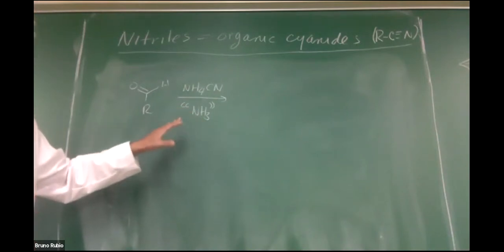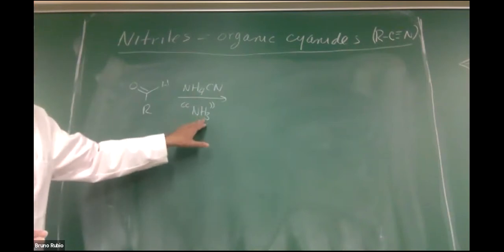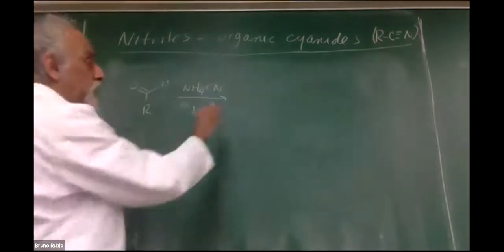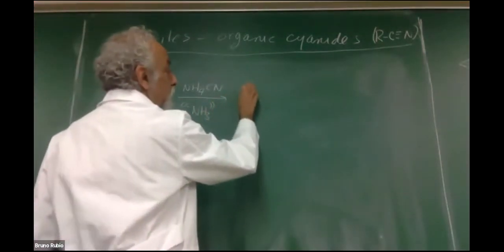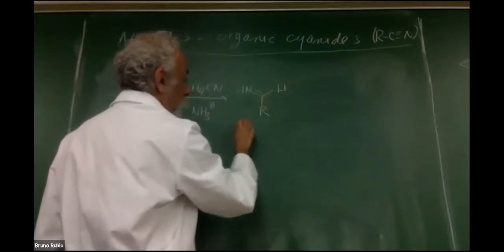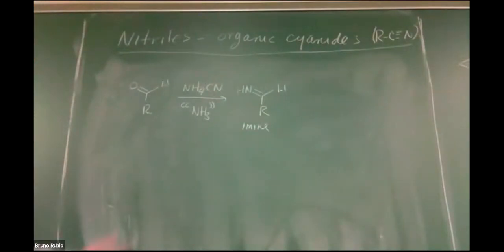Okay, and so what we have here is the recipe for the imine, right? A primary amine and an aldehyde. These two get together to form an imine. We're not going to go through the mechanism because we've done that plenty of times.